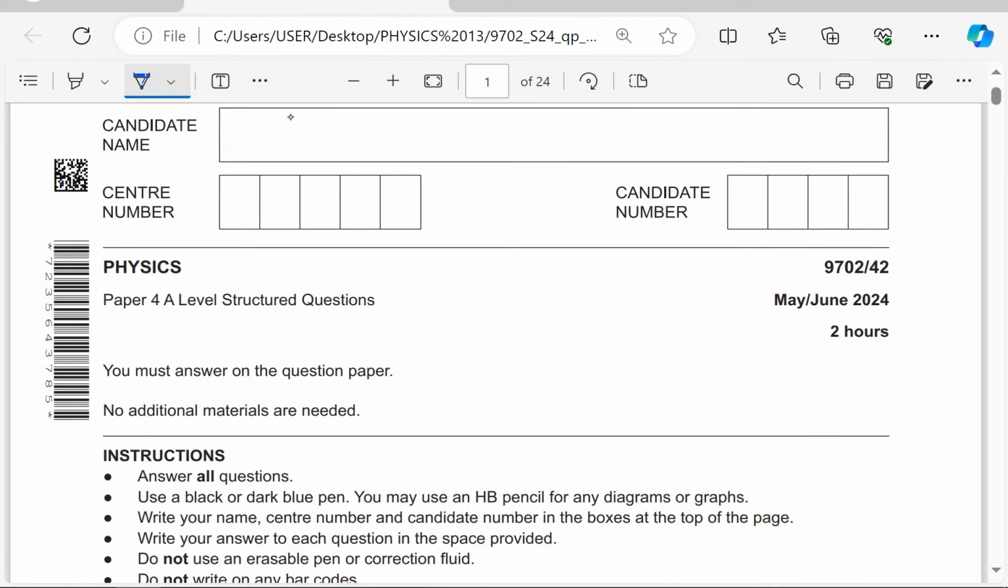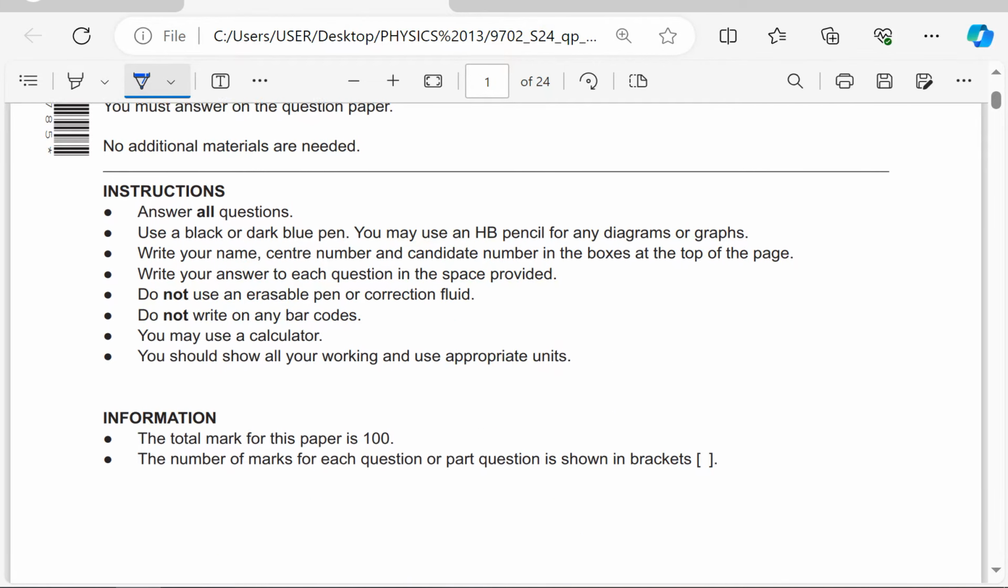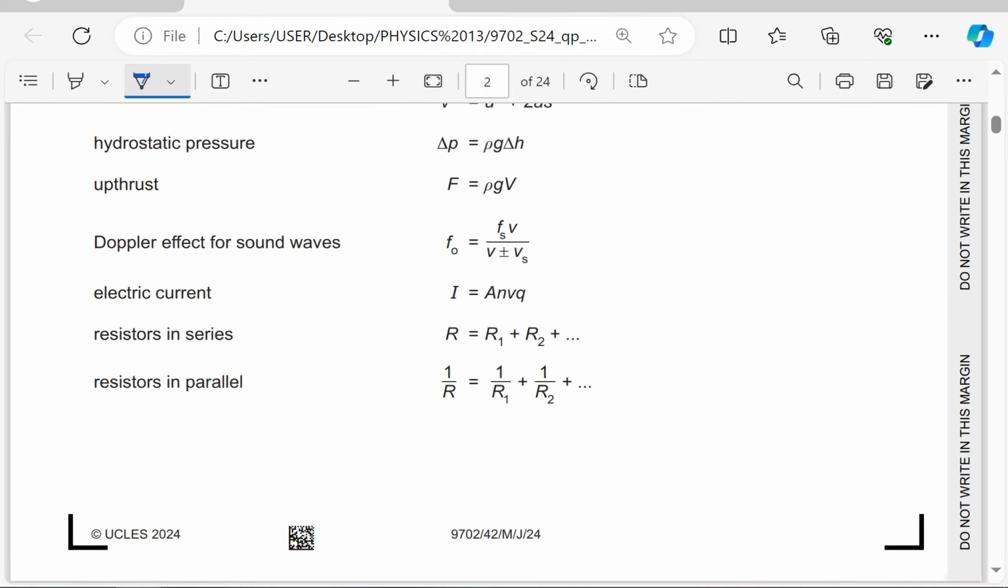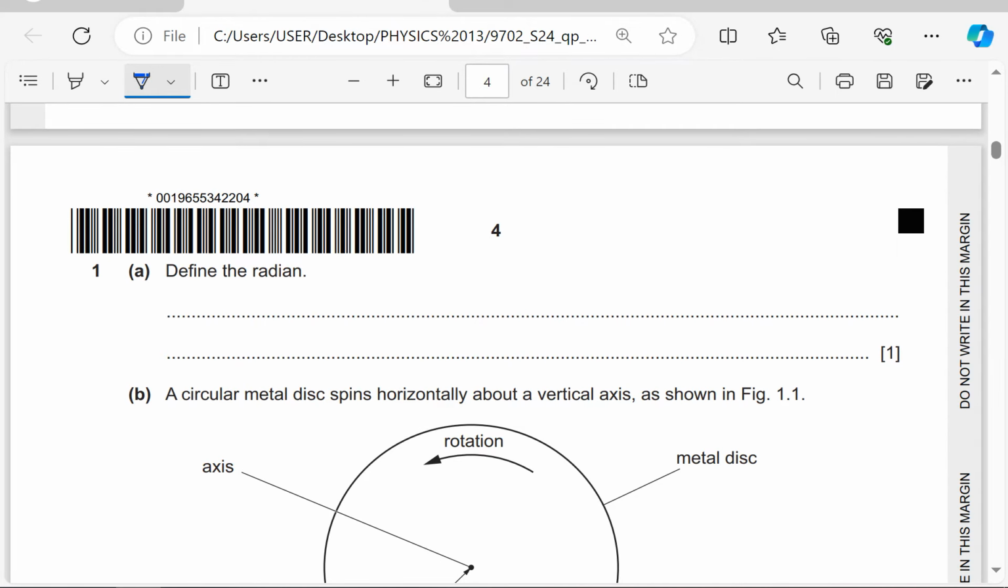Okay, so it's May-June 2024. It's supposed to be 2 hours. I may use more time. I will not go through the instructions, the data, or the formula. You can go through all those ones. I'll go straight to the first question.